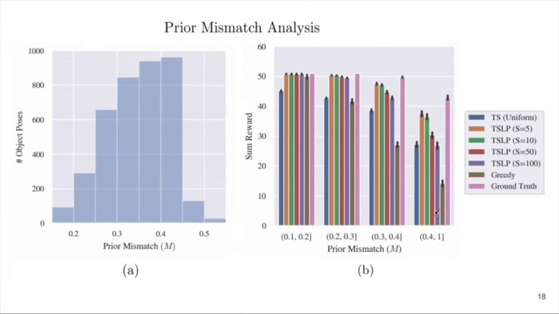When prior mismatch is high, the difference between the different TSLP prior strengths is significant. Low prior strengths perform better than uniform prior, indicating the GQCNN prior is useful. However, too high prior strengths also result in low rewards. Note that when the prior mismatch is low, all online learning policies perform well.